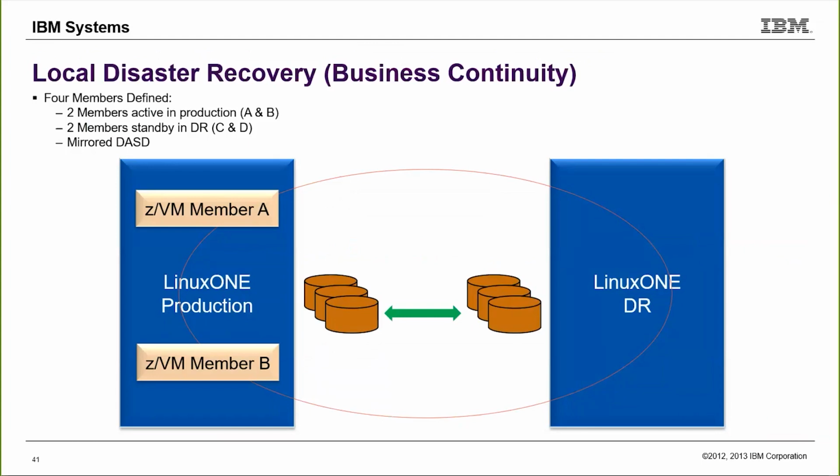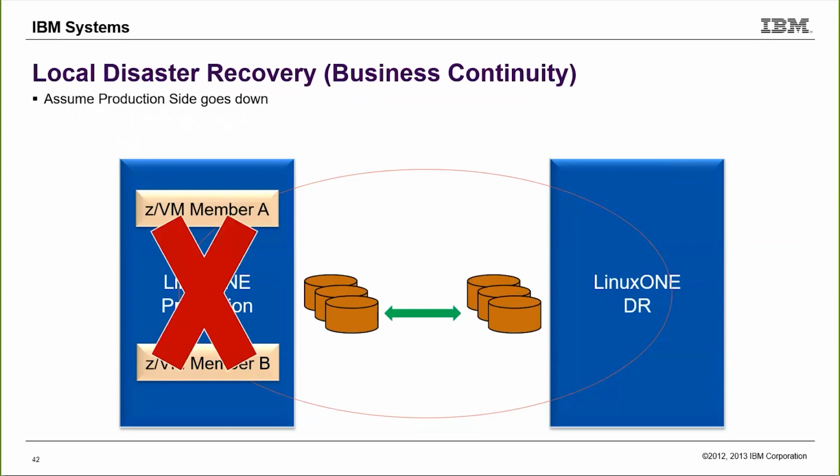Perhaps they're just two different z15 boxes out there, one where I'm running production, one that's a DR environment. And so I'm going to have two members that are active and running in my production scenario. All the disk is perhaps getting copied over to the DR scenario with XRC or something of that nature. And there's two other members defined, but I never IPL them ordinarily. And so we'll say that something disastrous happens on the production side where those members go down, the box goes down, there's a power outage, a flood, whatever it is.